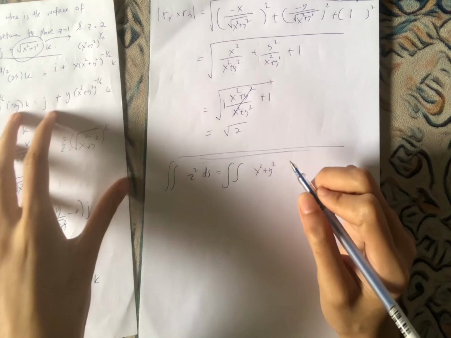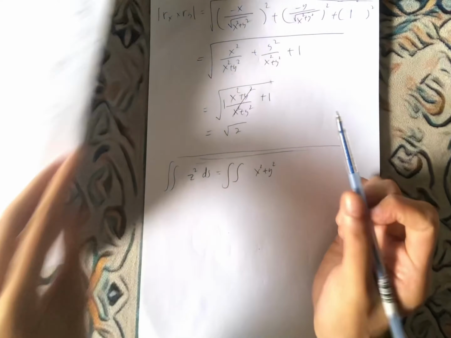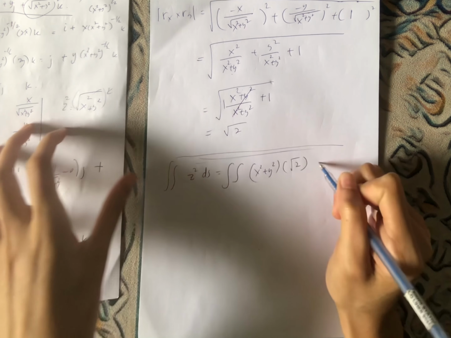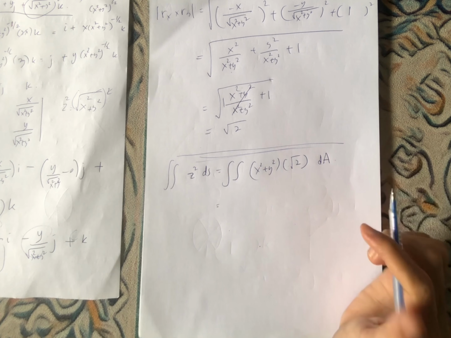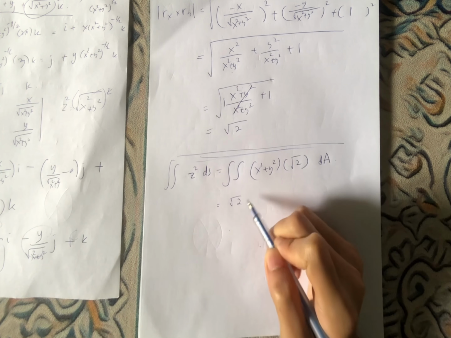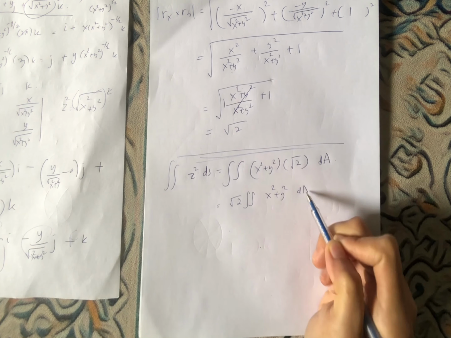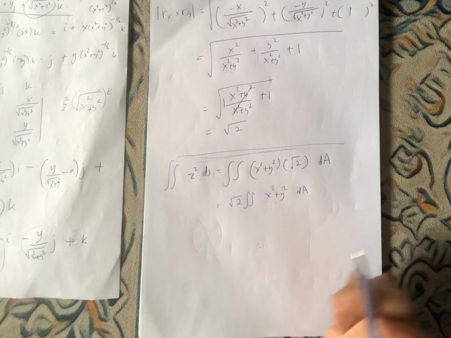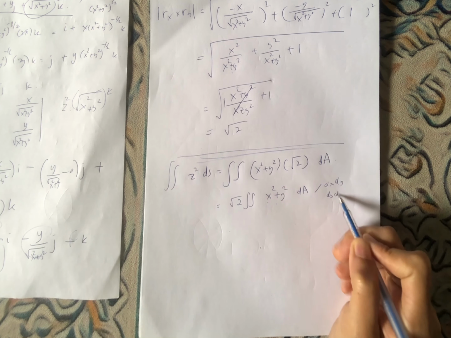Okay, and then what else? So now you substitute what you have here. So its magnitude is square root 2 and then dA. Okay, square root 2 you can take out from the integral, so you leave it here. Right, so now you have x squared plus y squared inside here, so it means that the variables involved are x and y. So of course dA here can be represented as dx dy or dy dx. Okay, it's up to you.